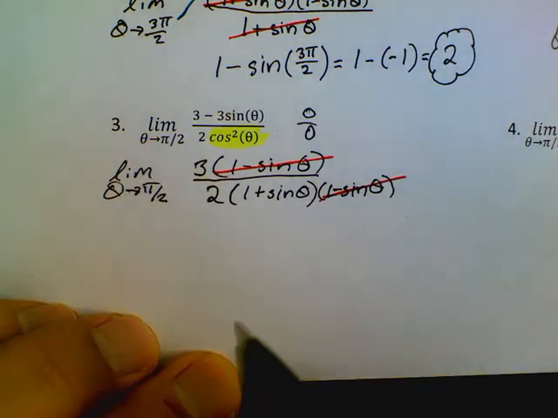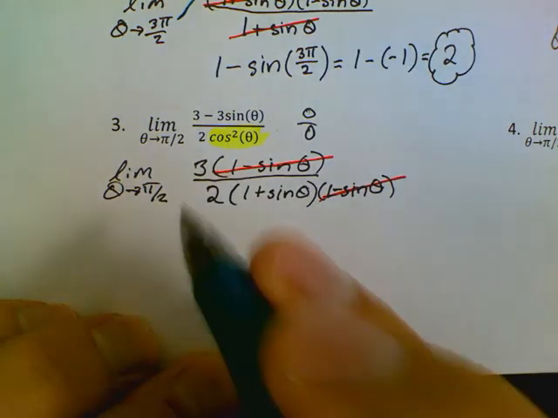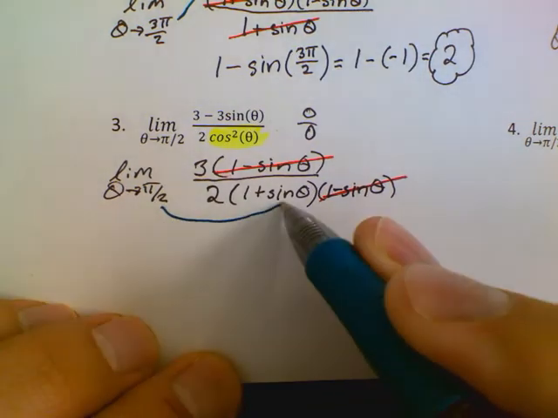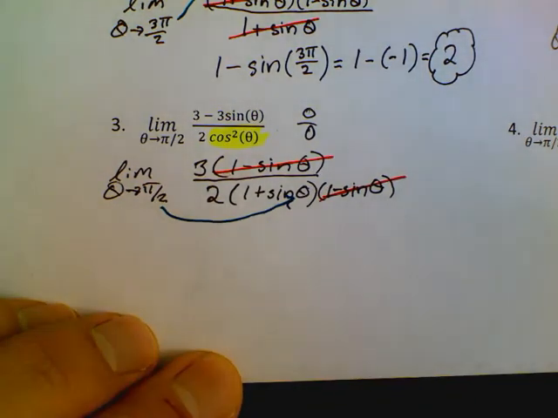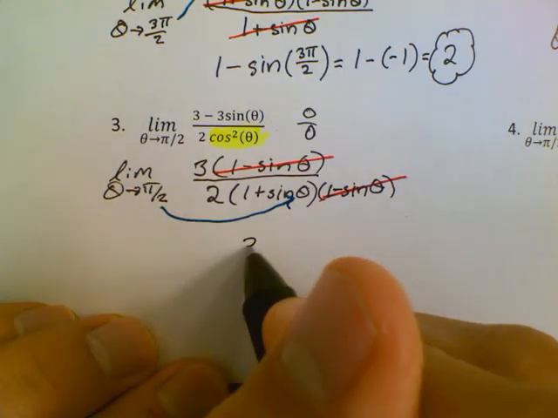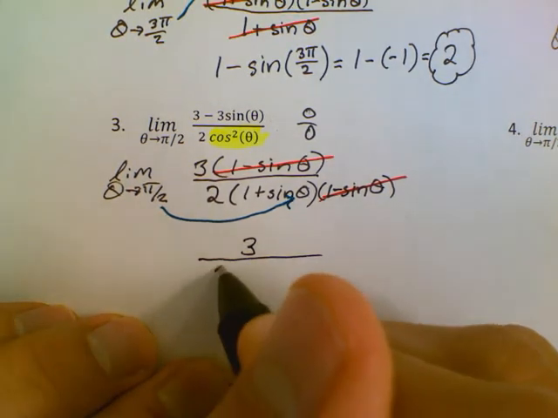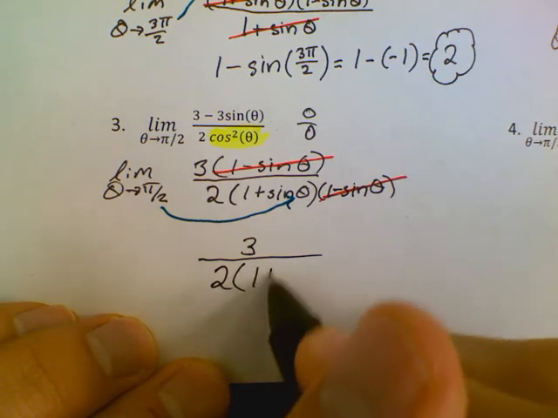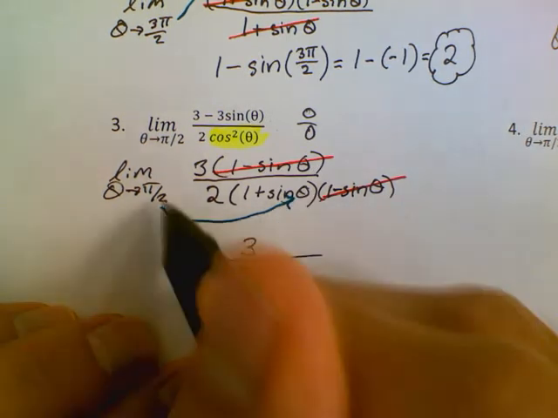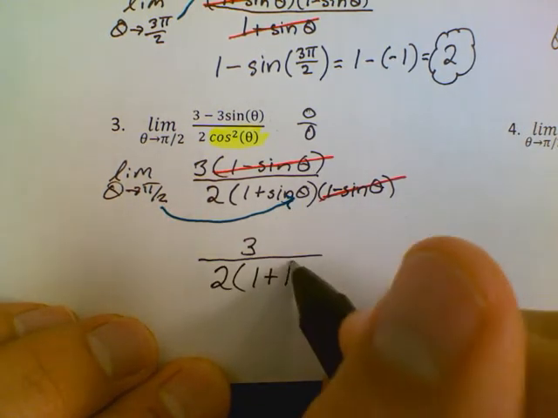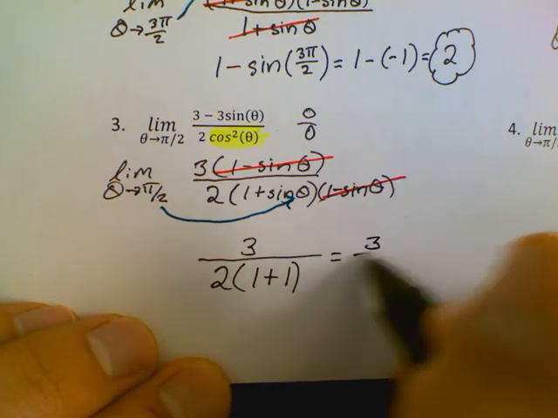We are going to substitute in pi halves. And when you substitute in, you do not need to write the word lim anymore. So we'll write 3 over 2 times 1 plus, now sine at pi halves is actually just 1. So our final answer will be 3/4.